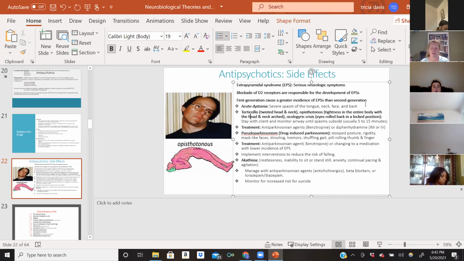What would we want to do? So we would want to give anti-Parkinsonian agents, such as benztropine, or we want to change the patient's medication to one that would have a lower incidence of developing the EPSs. We would want to implement interventions to reduce the risk of them falling.